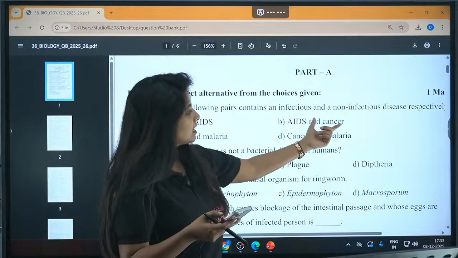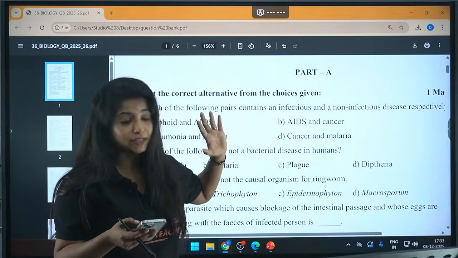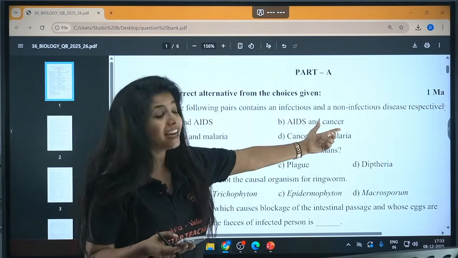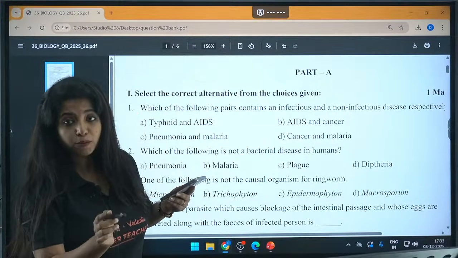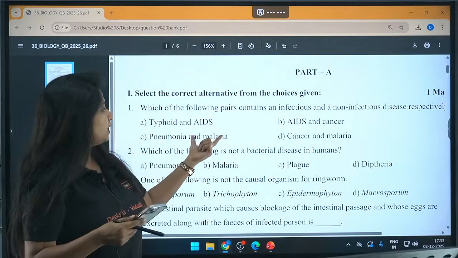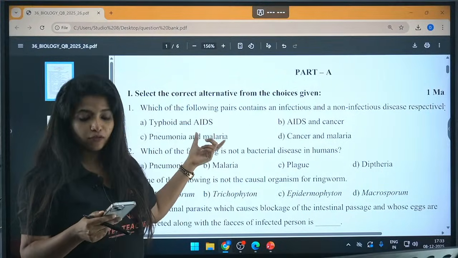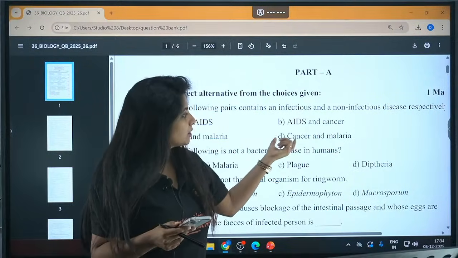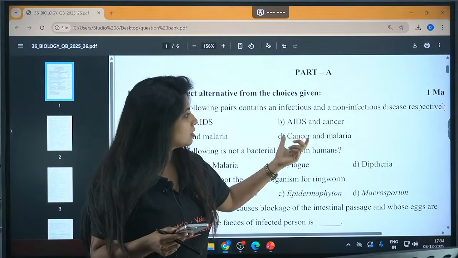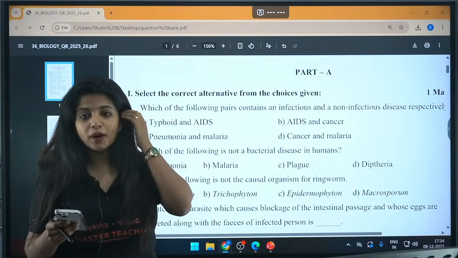Okay. Now AIDS and cancer. AIDS is infectious, but cancer is not an infectious disease, which is why I should be locking this option. But let me see other options. Pneumonia and malaria. Pneumonia is infectious. Malaria is also, if at all you get a mosquito bite, you might get it. Cancer and malaria. Cancer, my dear children, is non-infectious, and malaria, my dear children, what do you think? Malaria is infectious.